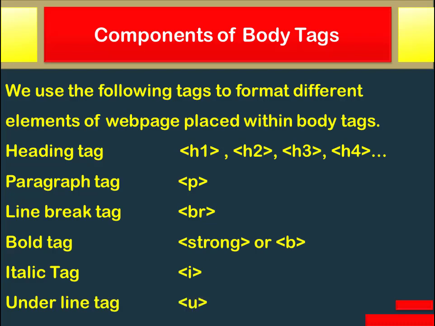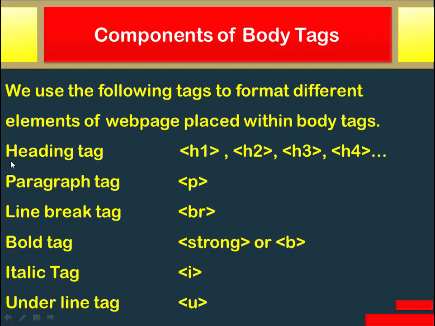In order to format, when you work on a text editor like MS Word, all these menus are there. Formatting means to make a text bold, to make a text italic, to underline the text. These are available here also, and these are the tags which are used to format an HTML document.